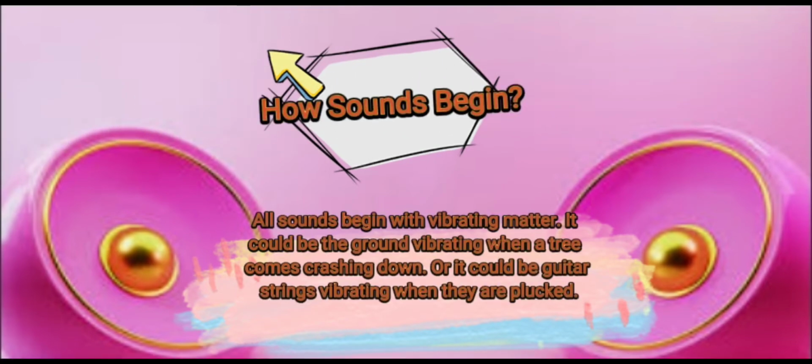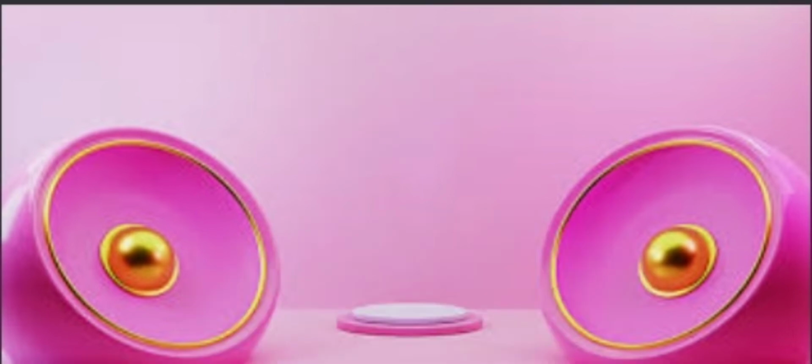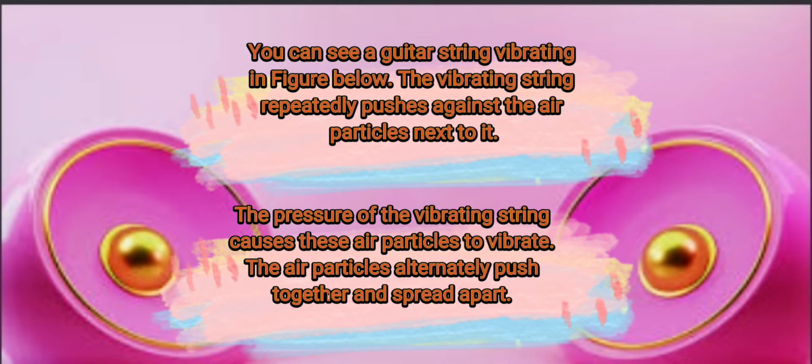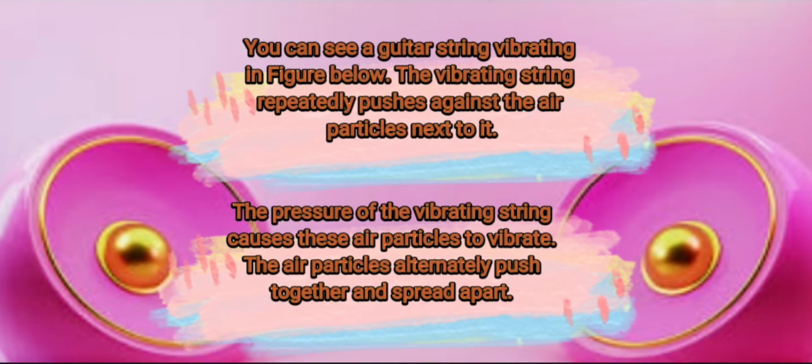It could be the ground vibrating when a tree comes crashing down, or it could be a guitar string vibrating when they are plucked. You can see a guitar string vibrating in the figure below. The vibrating string repeatedly pushes against the air particles next to it. The pressure of the vibrating string causes these air particles to vibrate.